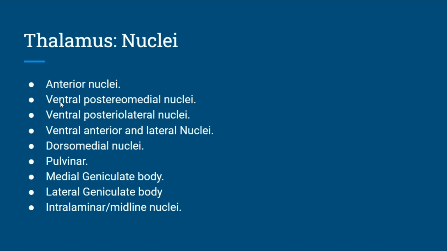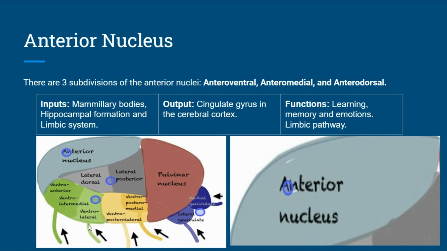Why is it important to know all these aspects? Because the fibers or neurons coming to these nuclei are going to go to adjacent structures nearby, so you have to have a good knowledge of the cerebral cortex, which I discussed in the previous slides as well. We have the dorsomedial nuclei, the pulvinar, the medial geniculate body, the lateral geniculate body, and the intralaminar midline nuclei as well. Let's start with all these nuclei. There's a lot of information stored all over the place, but I have tried to condense all that information into one slide, so you have the major information that you need.